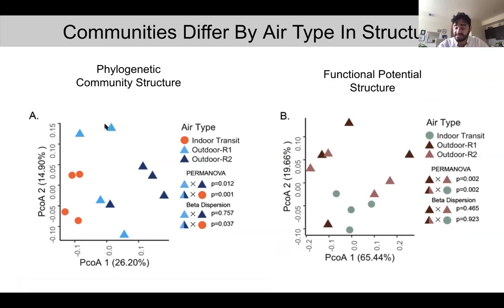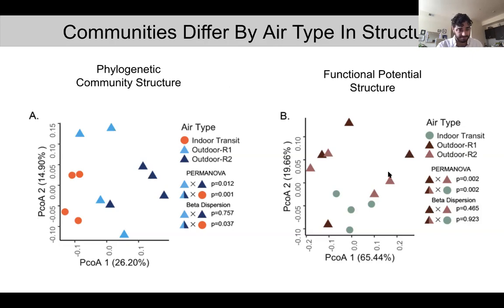And then we find that the same thing, unsurprisingly, comes from the functional potential structure. We're finding that outdoor air is different day to day, or from different routes. And we found that the indoor transit air and outdoor air are also significantly different from each other, although it should be noted that the outdoor and indoor transit airs did not differ with regards to how they're dispersed.